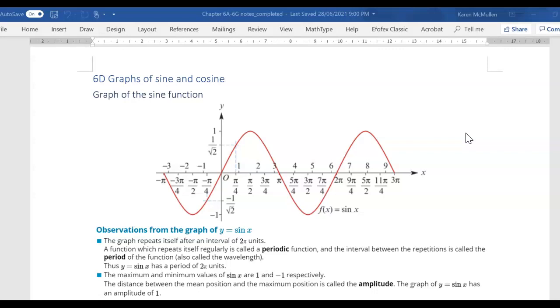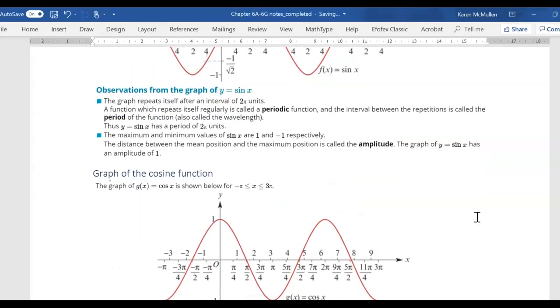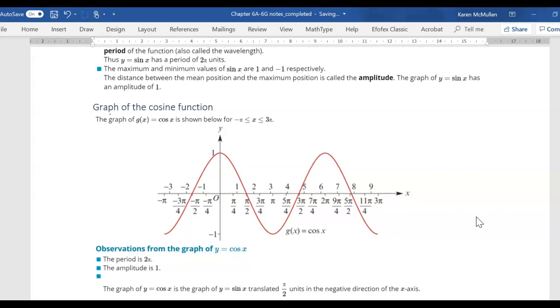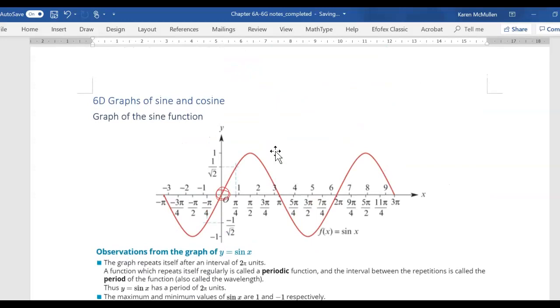The main difference between a sine graph and a cosine graph is that a sine graph starts at 0. You can see here it starts at 0. And if I scroll down to look at the cosine graph, it starts at 1. Remember on your unit circle how cosine represents your x variable and sine represents your y. So that's why cosine starts at 1 and sine starts at 0.